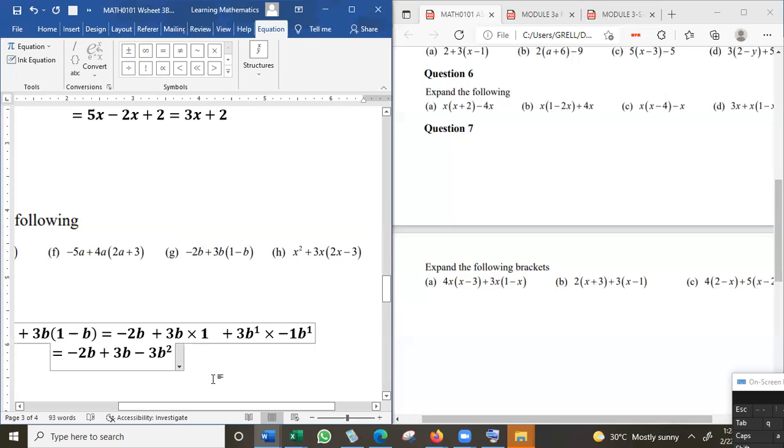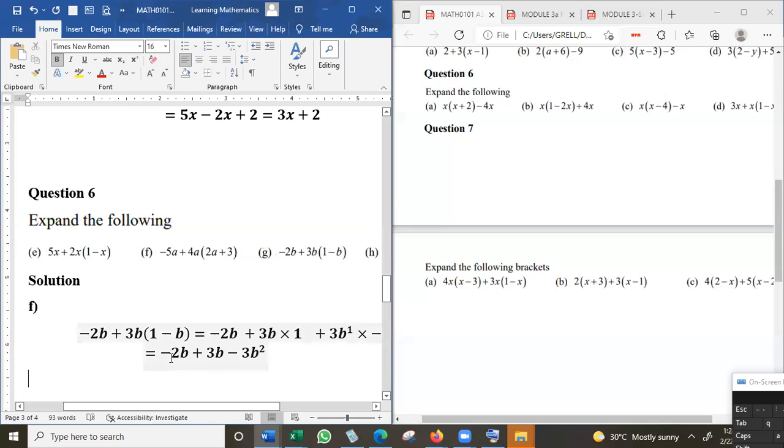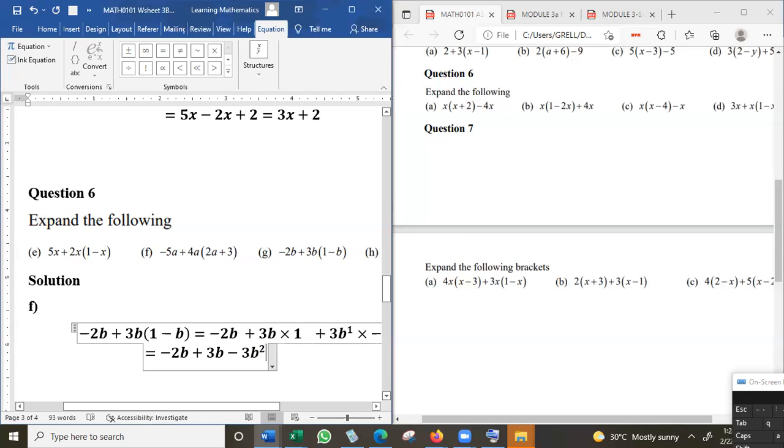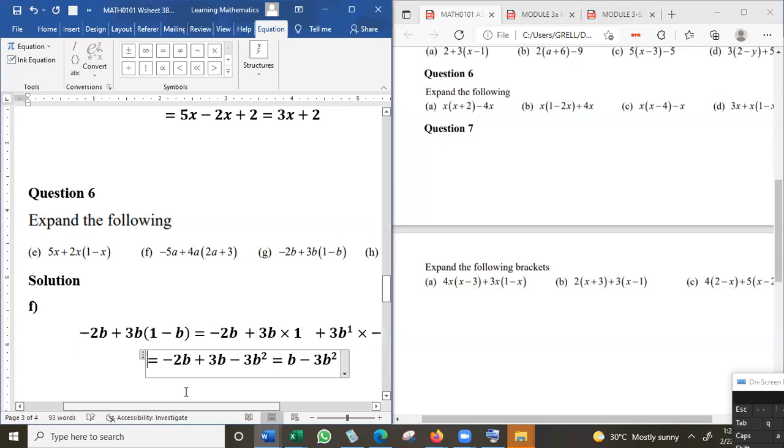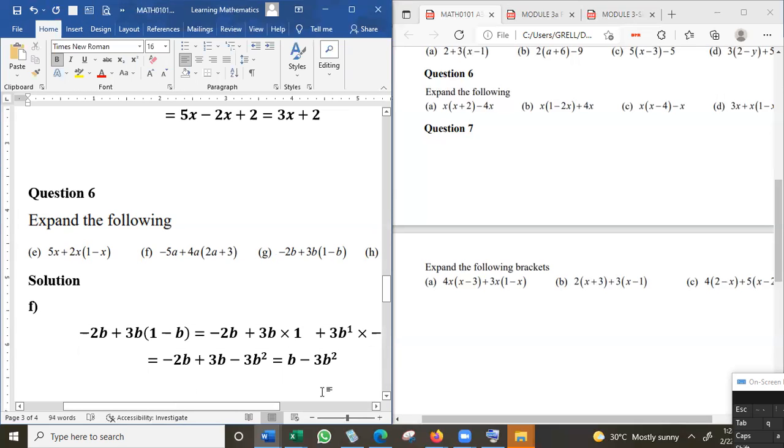Okay. And then we can see that negative 2b and plus 3b are like terms. So simplification can happen there. Minus 2 plus 3 is 1. So we get b minus 3b all squared. Okay, so that's the final answer for this one. All right.